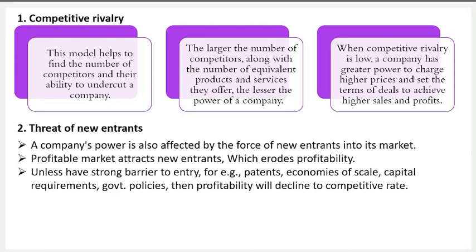Unless they have a strong barrier to entry. In every market there is some kind of barrier to entry. A barrier is something like a patent. In the patent segment, what happens?